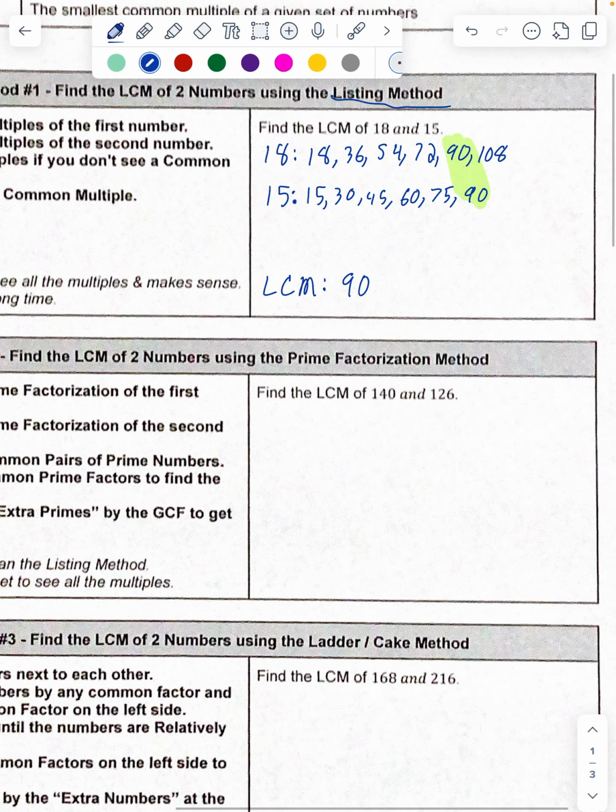Next, we have the prime factorization method. This is the method we learned yesterday in class. So we can break down 140, and we can also break down 126. I'm not going to use a factor tree for this; I'm just going to do it mentally.